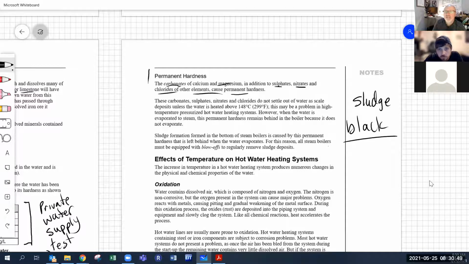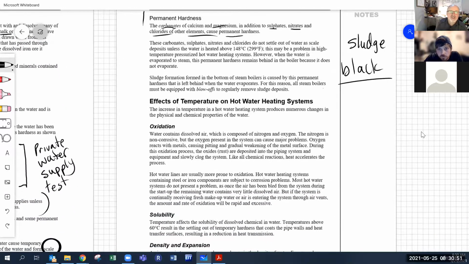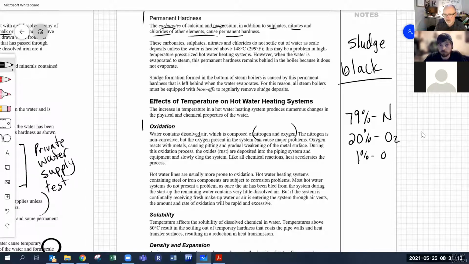Then they start talking about oxidation, where water contains dissolved air, which is composed of nitrogen and oxygen. As you know, our atmosphere is 79% nitrogen, 20% oxygen, and 1% other.